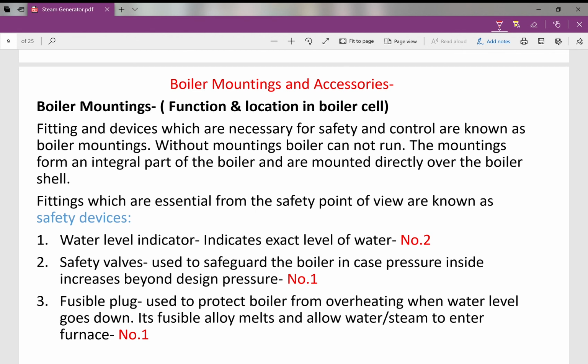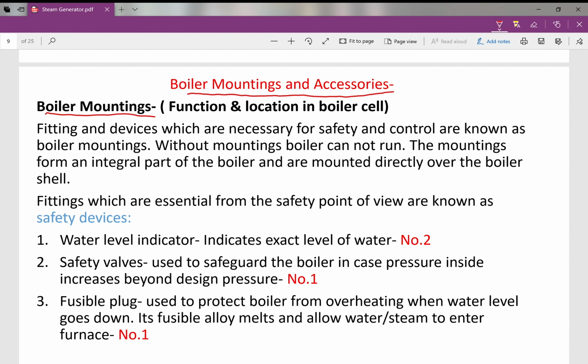In connection with the first video of the steam generator, let us move to the second video of this lecture, which is related to boiler mountings and accessories. These are very important for a boiler. So, first let us go through the boiler mountings.